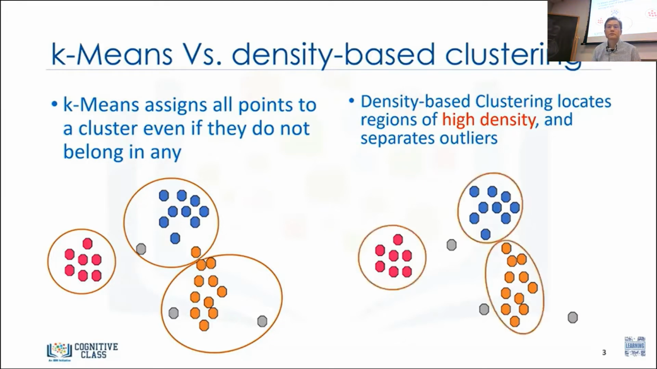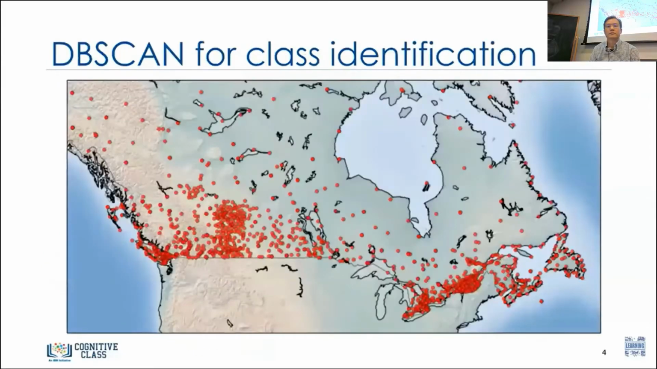In contrast, density-based clustering locates regions of high density that are separated from one another by regions of low density. Density in this context is defined as the number of points within a specified radius. A specific and very popular type of density-based clustering is DBSCAN. DBSCAN is particularly effective for tasks like class identification in a spatial context. The wonderful attribute of the DBSCAN algorithm is that it can find any arbitrary shaped cluster without getting affected by noise. For example, this map shows the location of weather stations in Canada.